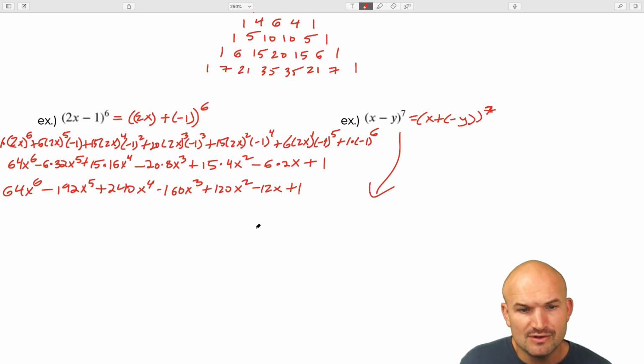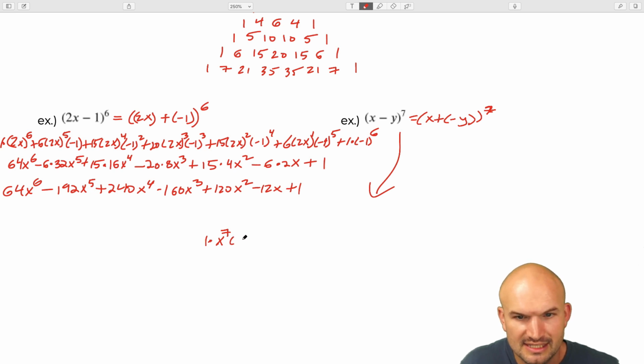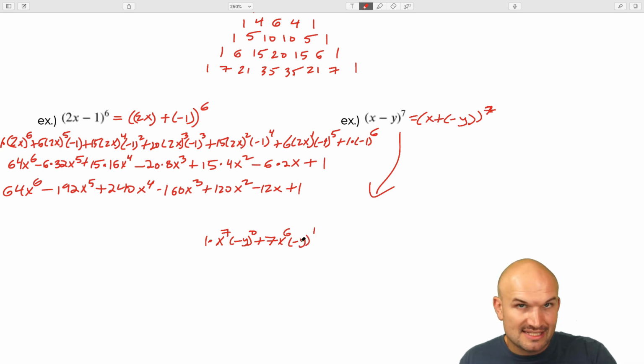So the first term I know is just going to be x to the 7th. Done. The next term is going to be a positive. No, I'm sorry. Well, let's just write it out. I'll do the first one so you can see. So this would be 1 times x to the 7th times negative y to the 0 power, so that just gives you x to the 7th. The next term is going to be plus 7 x to the 6th, and then negative y to the 1st. So you can see how that's going to make this negative.